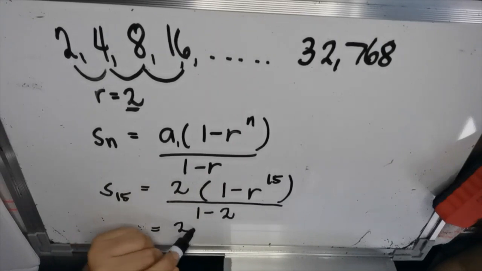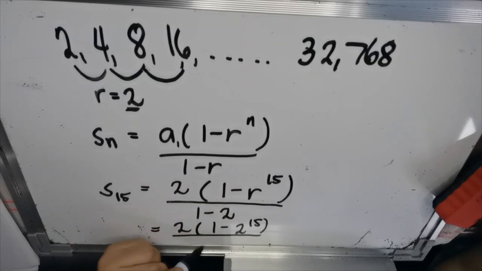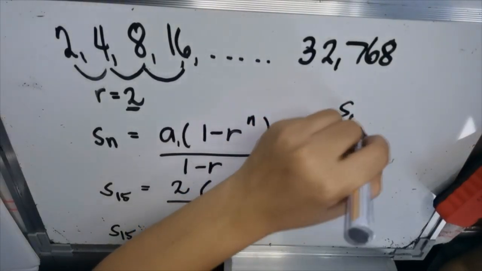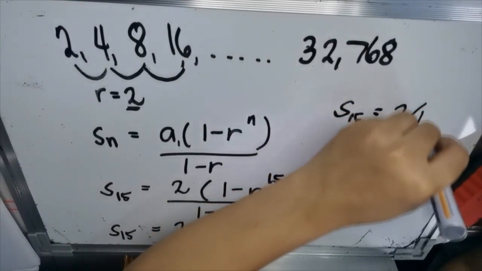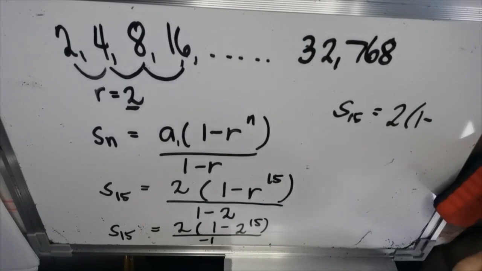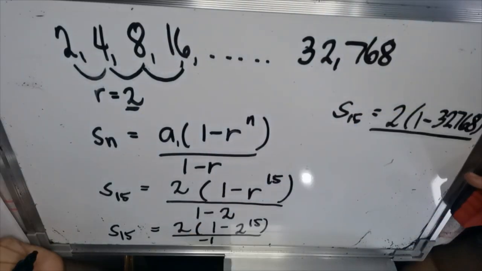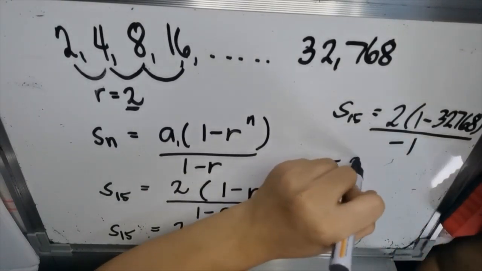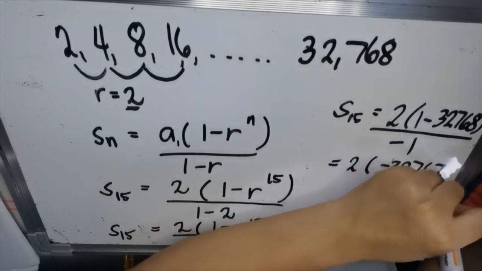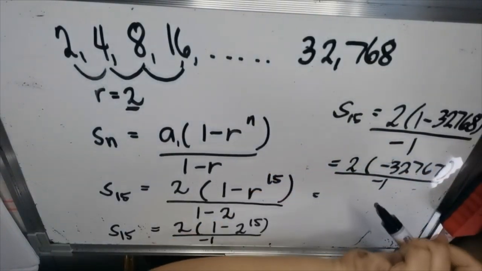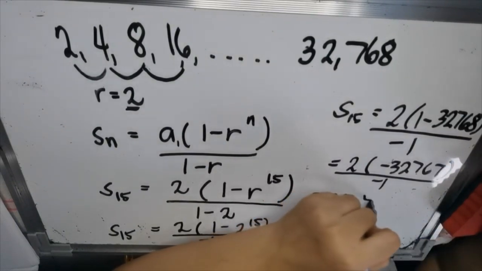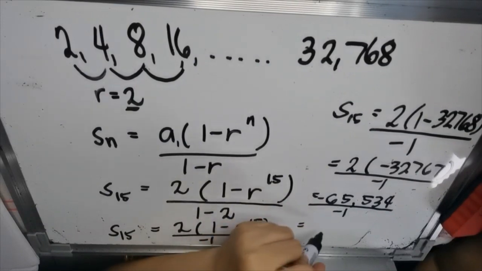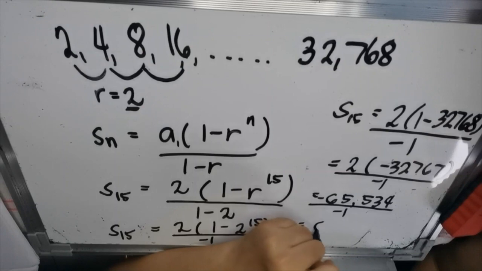Yung r natin is 2. So, 2 times 1 minus 2 raised to 15, all over 1 minus 2 is negative 1. So, that will be sum nung 15 terms natin. So, 2 minus 2 raised to 15 is 32,768, all over negative 1. Minus 1. So, 2 times negative 32,767, all over negative 1. And then multiply it by 2. Negative 65,534 over negative 1. Since negative and negative, that will be positive. 65,534 divided by 1 is 65,534.